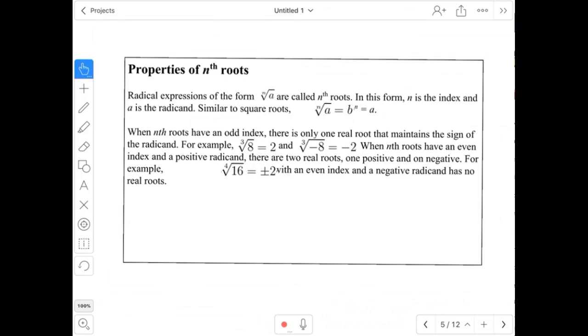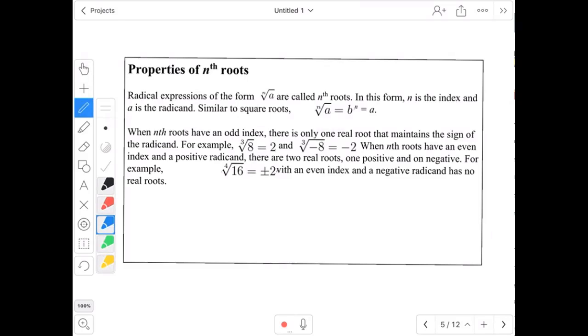When nth roots have an even index and a positive radicand, there are two real roots, one positive and one negative. For example, the fourth root of 16 is equal to plus or minus 2. With an even index, a negative radicand has no real roots. So keep that in mind.